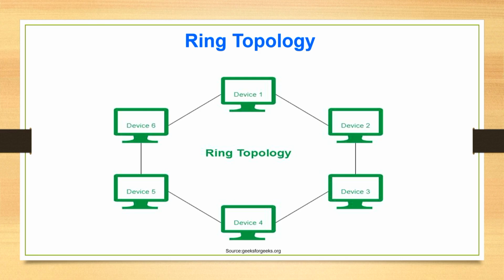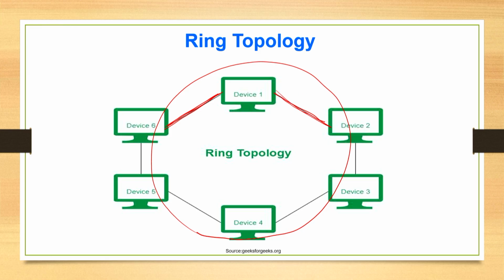Next is the ring topology. From the diagram you can see it's a ring-like structure. So, that is why its name is ring topology. What will happen here? Device 1 is connected to device 2 and device 6, meaning every device is connected to another device from one side and to another device from the other side, from left or right you can say. So, let us see its features.